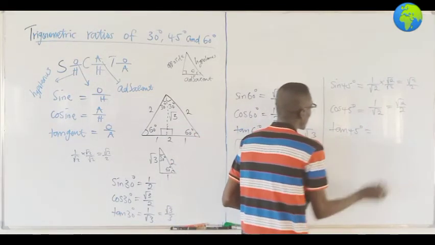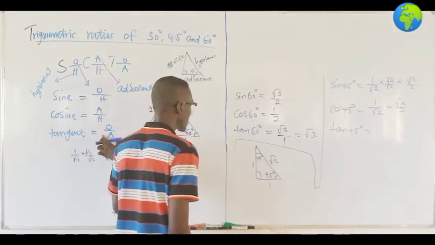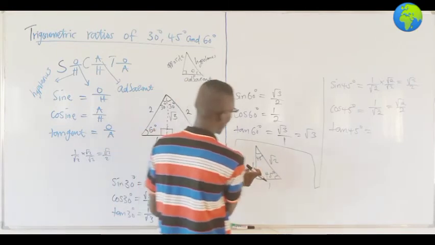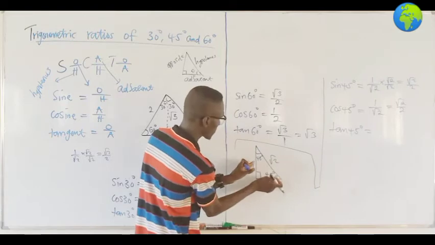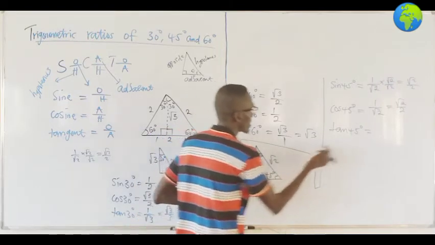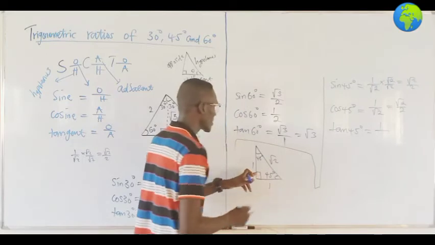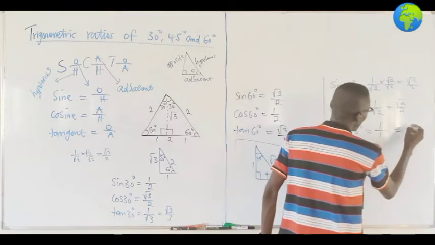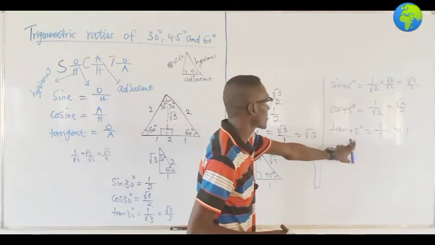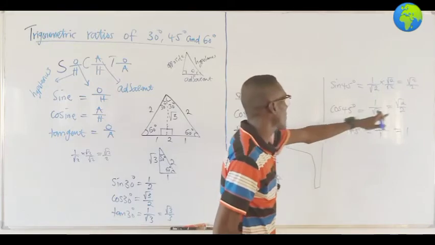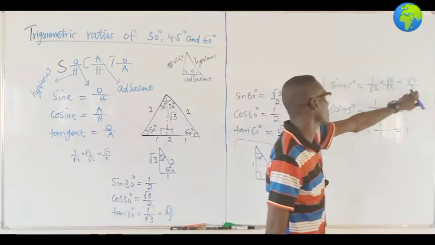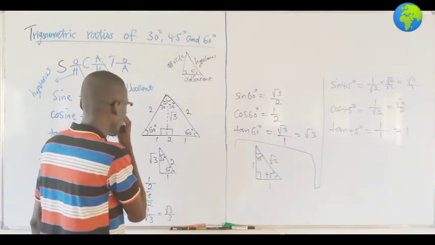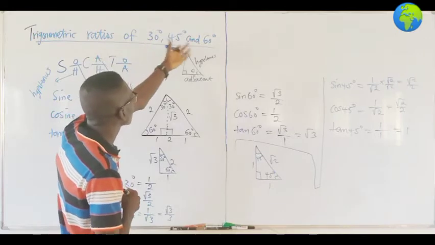How about tan 45? Tan 45 degrees equals, what is our tan? Opposite over adjacent. The opposite of 45 is 1, because if you consider this side is 1, that one is also 1. So I have 1 over the adjacent, which is still 1, so 1 over 1 equals 1. So the tan of 45 degrees equals 1. Cos of 45 is square root of 2 over 2. Sine of 45 is square root of 2 over 2. And that's how you can derive the trigonometric ratios of 30, 45, and 60 degrees.